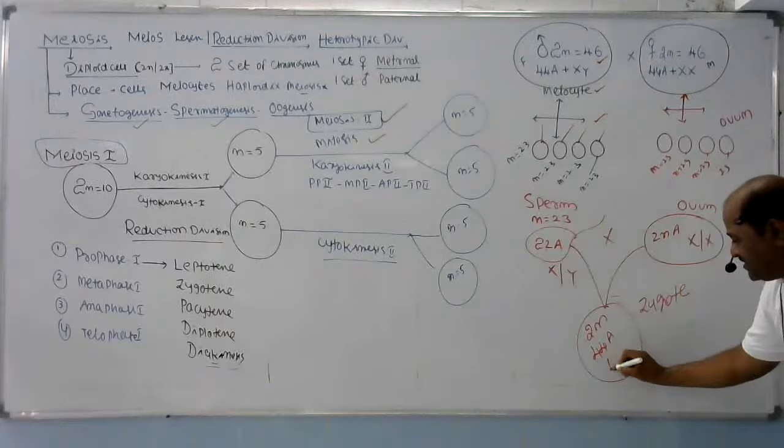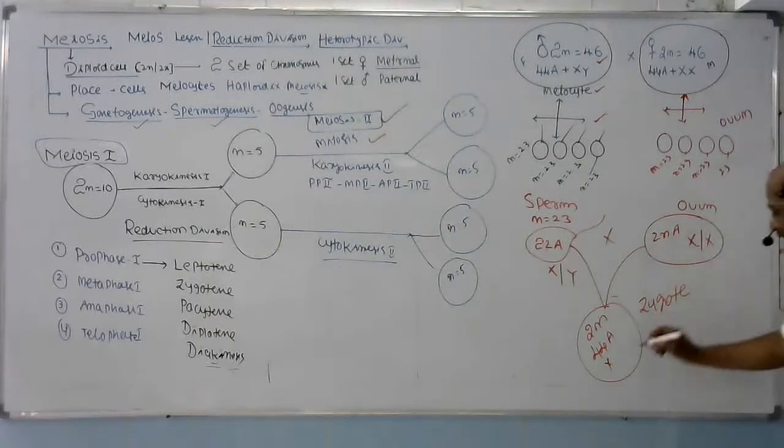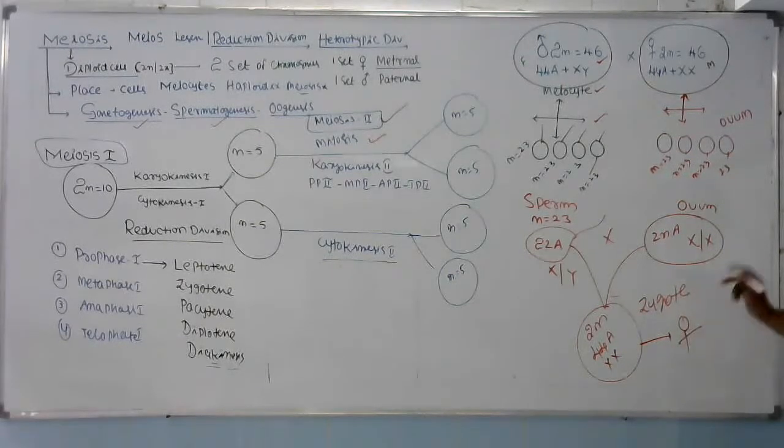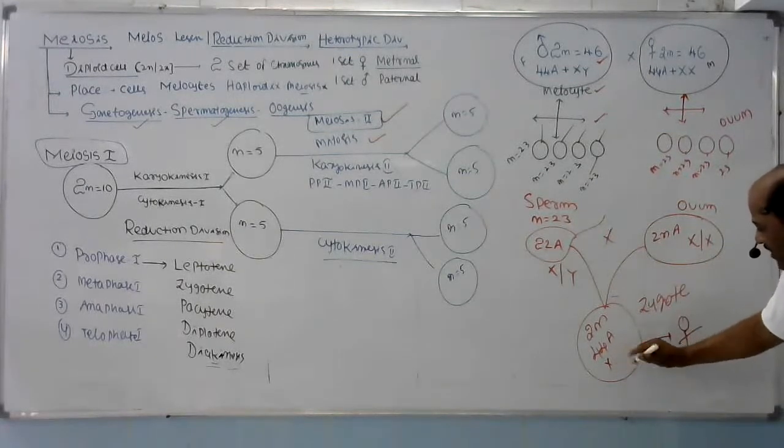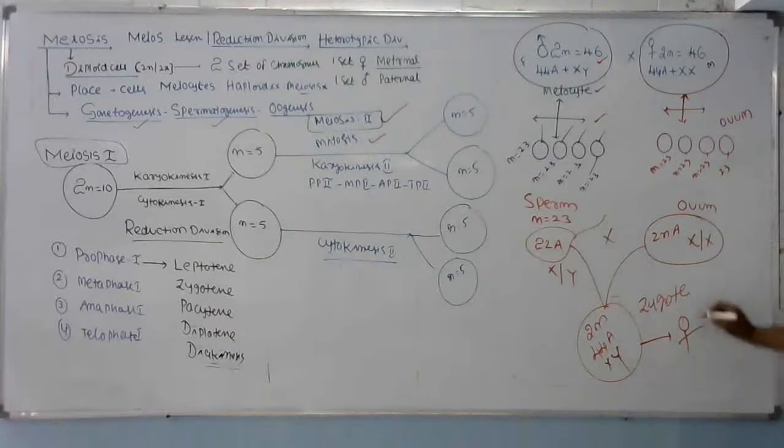Now, the father's X chromosome is combined with the mother's X chromosome. The baby that comes out is female. Now, if the mother's X chromosome is combined with the father's Y chromosome, the baby that comes out is male.